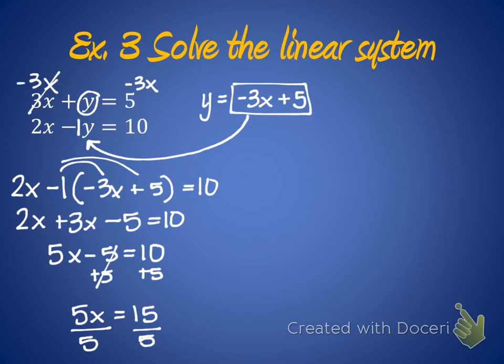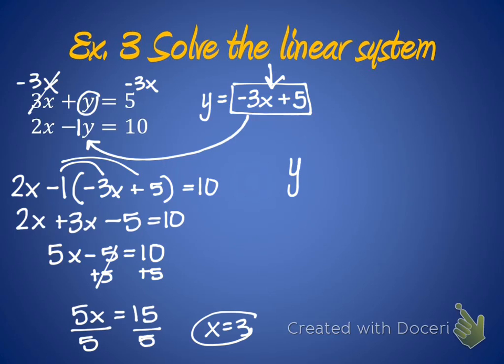Divide by 5, and I get x is equal to 3. Am I done? No. Because remember, the magical ordered pair is an x comma y, and I've got x, but I don't know y. But now that I have x, all the hard work is done. Because what I can do is I could take this x is equal to 3, go right to this equation right here, and plug in the 3 for x and solve for y.